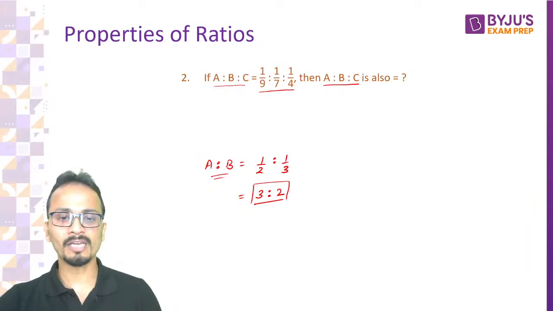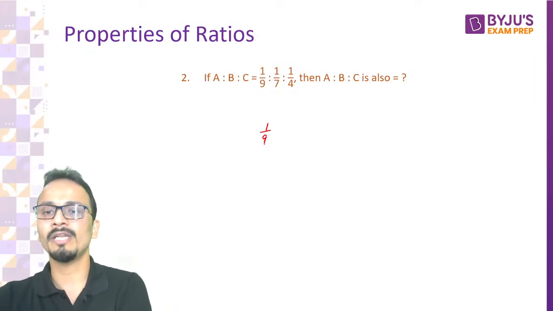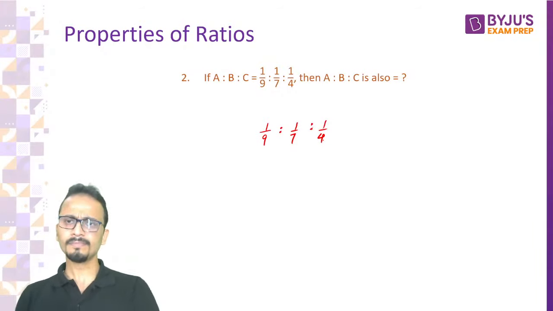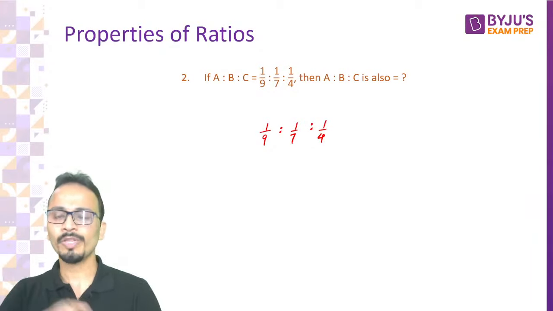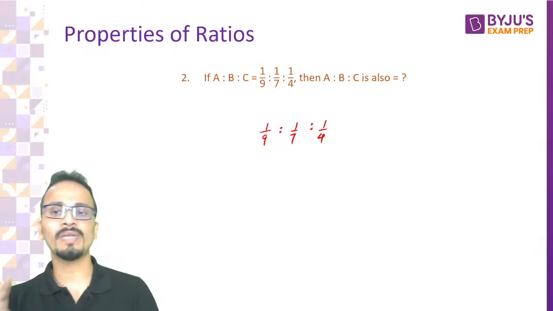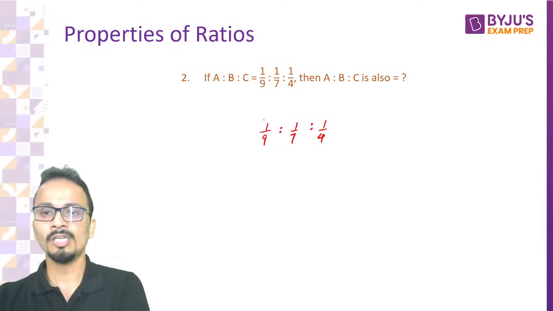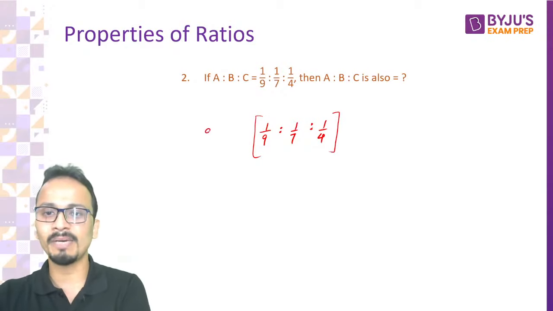Now let's move back to the original question. Here I have the ratio 1 upon 9 is to 1 upon 7 is to 1 upon 4. Now what I'll do is I'll multiply all these three fractions with a common number, which is a multiple of 9 as well as 7 as well as 4. So there is no need to calculate that multiple. Just multiply all three of them by 9 into 7 into 4.